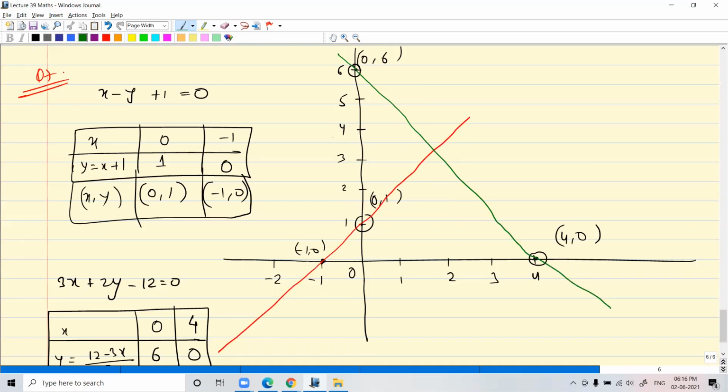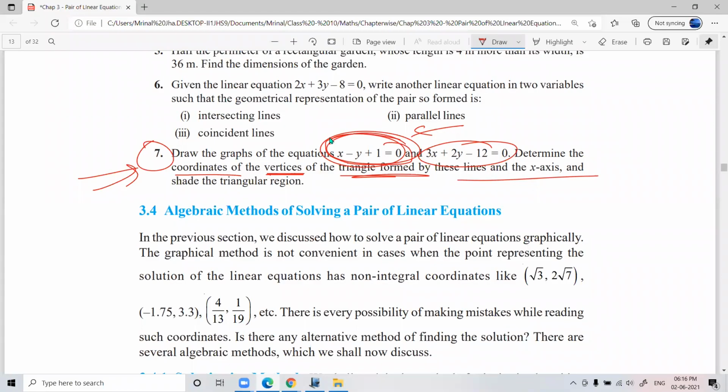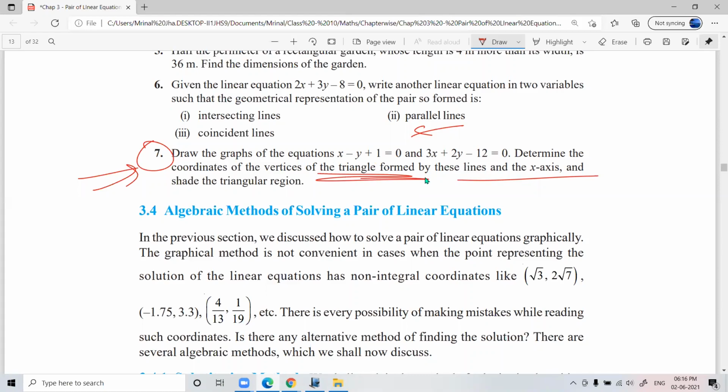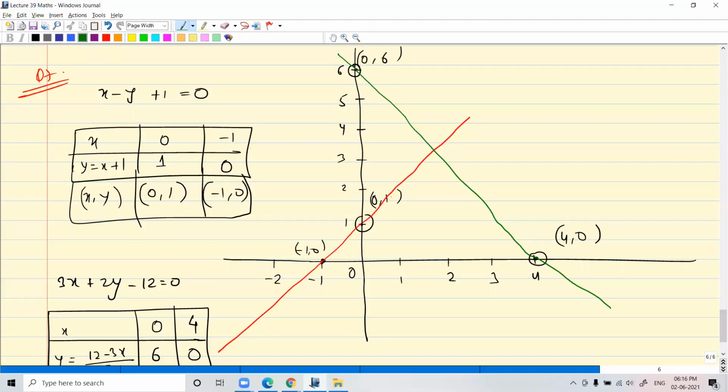So what they are asking in the question is to determine the coordinates of the vertices of the triangle formed. Where is the triangle formed? When you have two lines, we need a third line also. That third line is the x-axis. So these two, red and green line, along with the x-axis, they make a triangle. This triangle they are talking about. So you need to find all the three vertices of this triangle. So you already know this is the solution. On your graph paper, you should be able to exactly see what point this is.